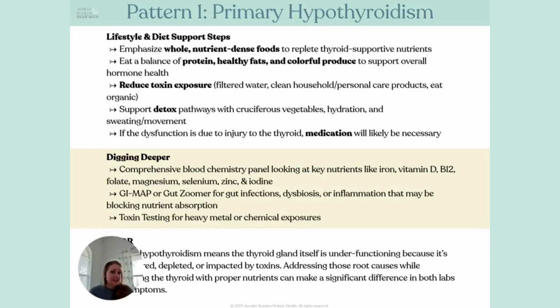If you'd like to dig deeper into why you might be showing up with primary hypothyroidism, we'd want to look at nutrients like iron, vitamin D, B12, folate, magnesium, selenium, zinc, and iodine to see if your thyroid has the materials it needs to make thyroid hormone. We might want to look at a GI map or gut zoomer for gut infections, dysbiosis, or inflammation that might be blocking nutrient absorption. And we also might want to test some toxins to see if you have heavy metals or chemicals that are damaging your thyroid.